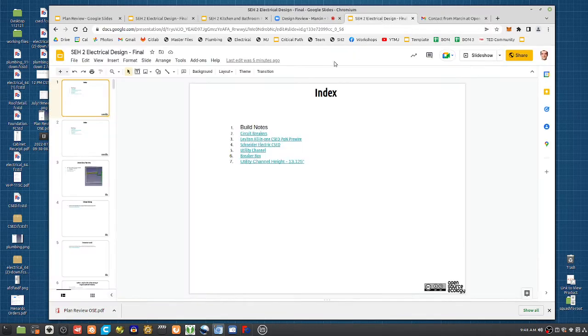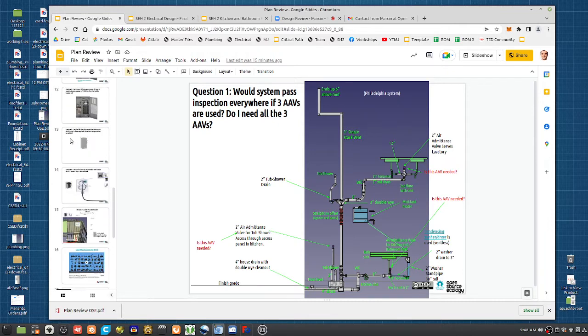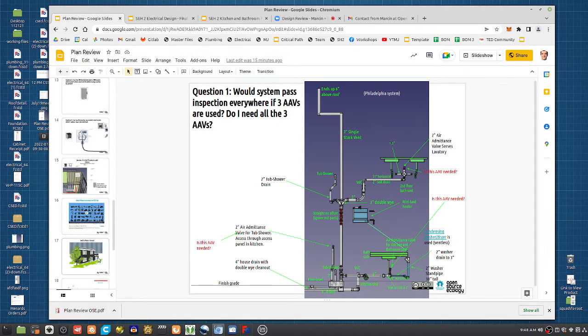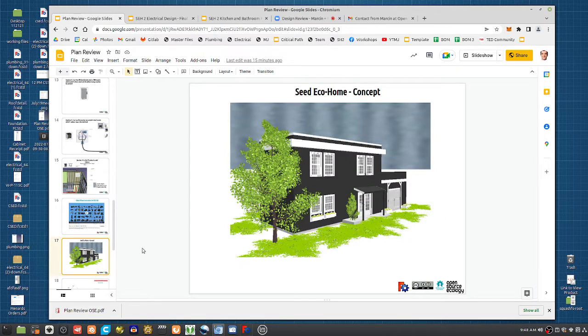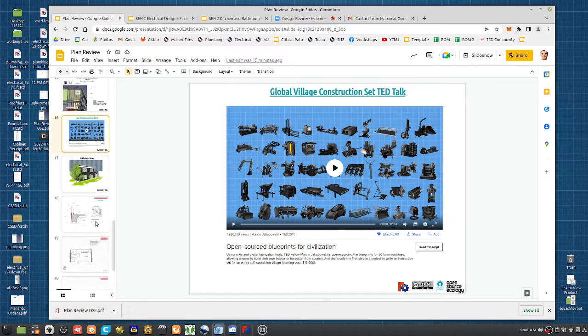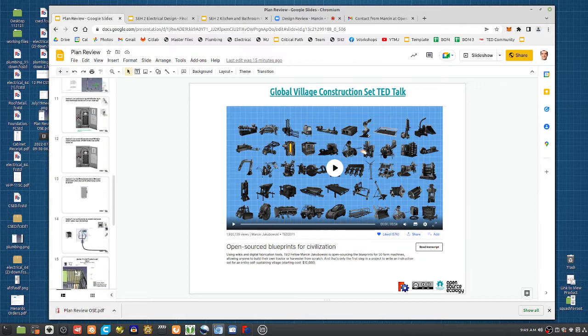Okay, great. Let's take a look at the doc. If you go to slide number 17, you see the house. That's how it looks. You haven't taken a look at my Global Village Construction Set TED Talk, have you? I haven't. Okay, you can take a look at that as well. It's in the document. The floor plan is on slides 19, 20, and 21, just so you have a reference for the house. But that's not super critical.